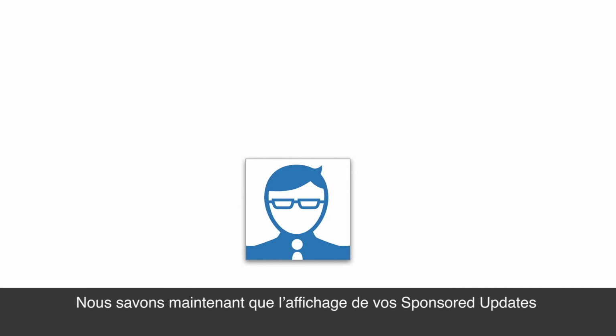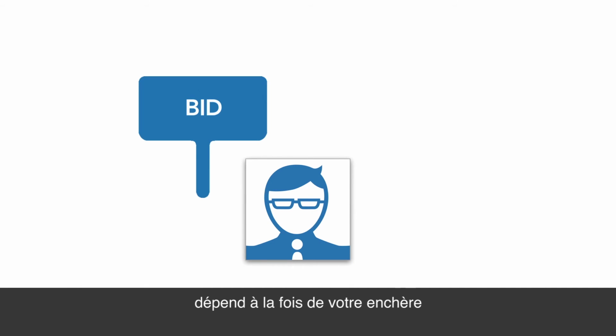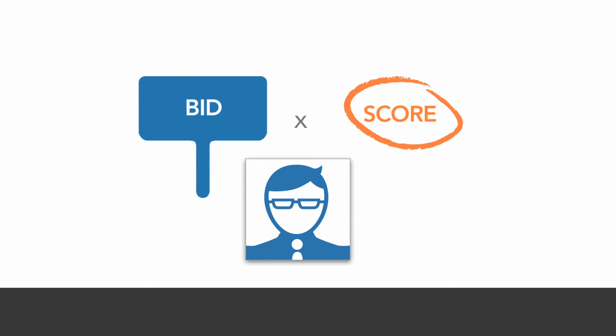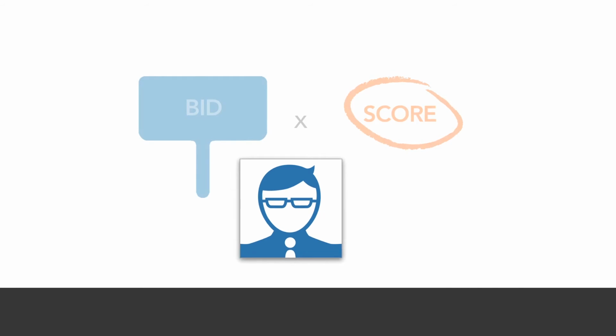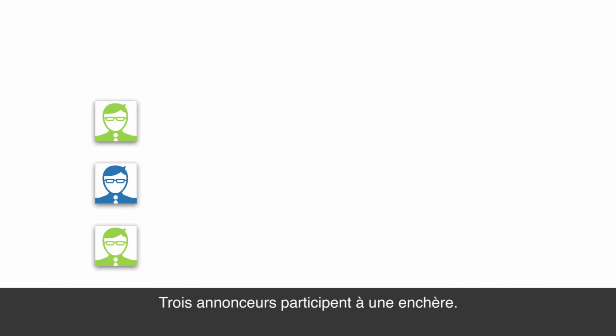We've now learned that whether or not your sponsored updates show in the LinkedIn feed is a function of both your bid and relevance score. Let's bring this to life by showing you a quick example of a few advertisers bidding on a CPC basis. Imagine an auction with 3 advertisers.